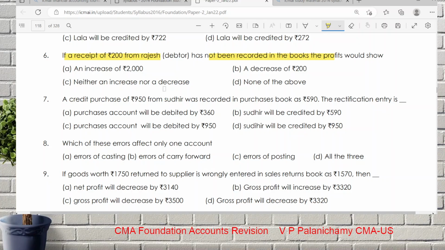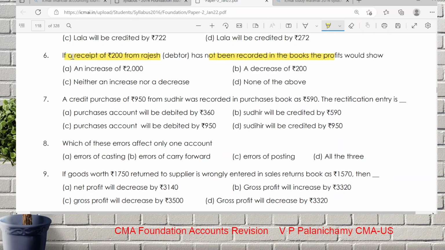இதுல ஏதாவது இன்கம் இருக்கா? சேல்ஸ் அந்த மாதிரி ஏதாவது இன்கம் இருக்கா? எக்ஸ்பென்ஸ் இருக்கா? இல்ல. ஸோ நாமினல் அக்கௌண்ட் இல்லைன்னா உங்களோட ப்ராஃபிட் அஃபெக்ட் ஆகாது. When will your profit be affected? When there is a sales or purchases or incomes or expense, the profit will be affected.